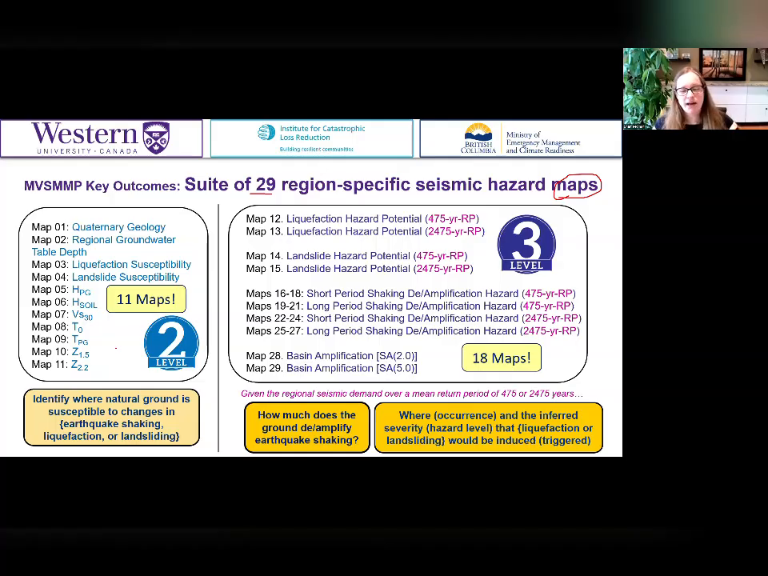But then I've hopefully sold you on the fact that we pushed, we had data, we had analyses, we considered 2 levels of seismic intensity to ask the question and answer, where does earthquake shaking amplification happen? How much is happening? And then where is liquefaction and landslides being triggered by the considered seismic intensity, and knowing what the slope angle is, or what the soil resistance is at this location.